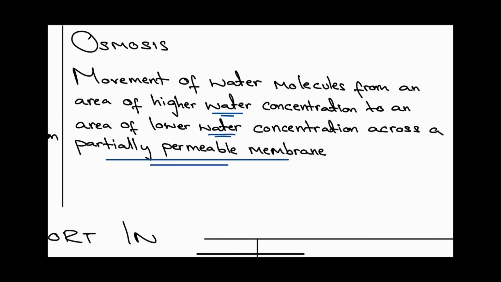Osmosis is the movement of water molecules from an area of higher water concentration to an area of lower water concentration across a partially permeable membrane. So osmosis is only for water, and the phrase partially permeable membrane basically means it's a membrane that allows certain molecules to pass through, but it doesn't allow other molecules to pass through.